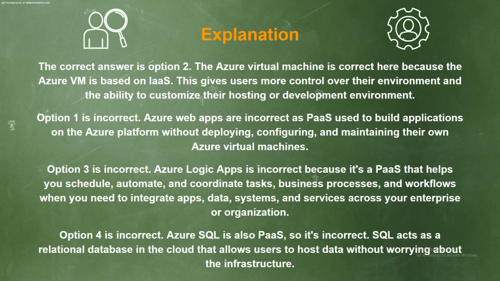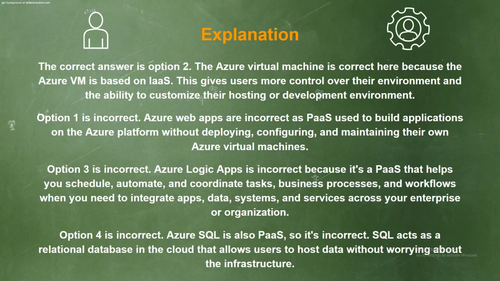Explanation. The correct answer is option 2. The Azure Virtual Machine is correct here because the Azure VM is based on IaaS. This gives users more control over their environment and the ability to customize their hosting or development environment. Option 1 is incorrect. Azure Web Apps are PaaS used to build applications on the Azure platform without deploying, configuring, and maintaining their own Azure virtual machines.